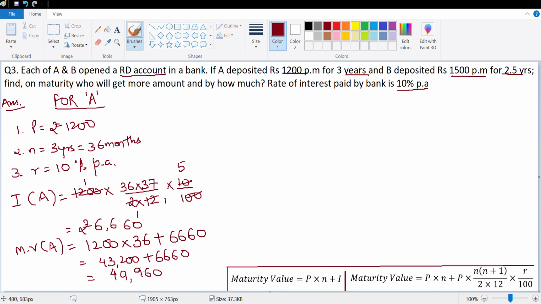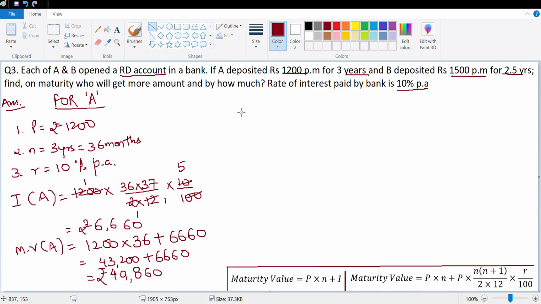Not 960, 860. Sorry, 49,860. Let me just confirm, I'm getting confused. So this is 6660 plus 43,200. Yeah, 49,860, not 960. Okay, I was getting confused. Let me just erase this. So this is 49,860.